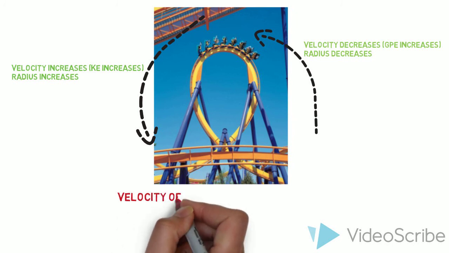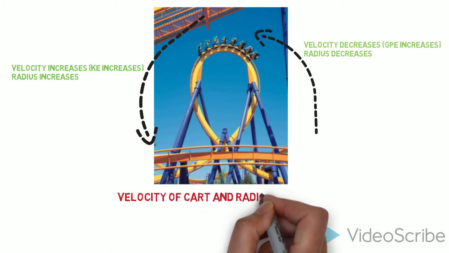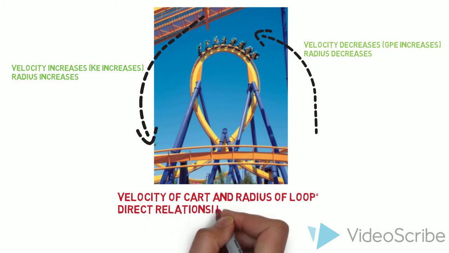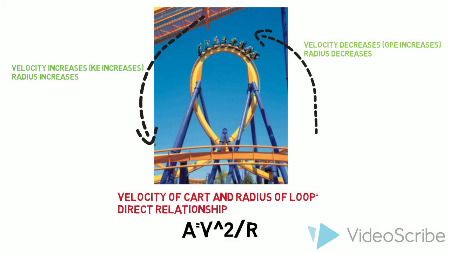As you can see, velocity and radius have a direct relationship here. This keeps the centripetal acceleration constant. Because of gravity, the rider will not experience a constant g-force, but the g-force is still a safe value, and to be exact, the Talon has a g-force of 4.5 g's.